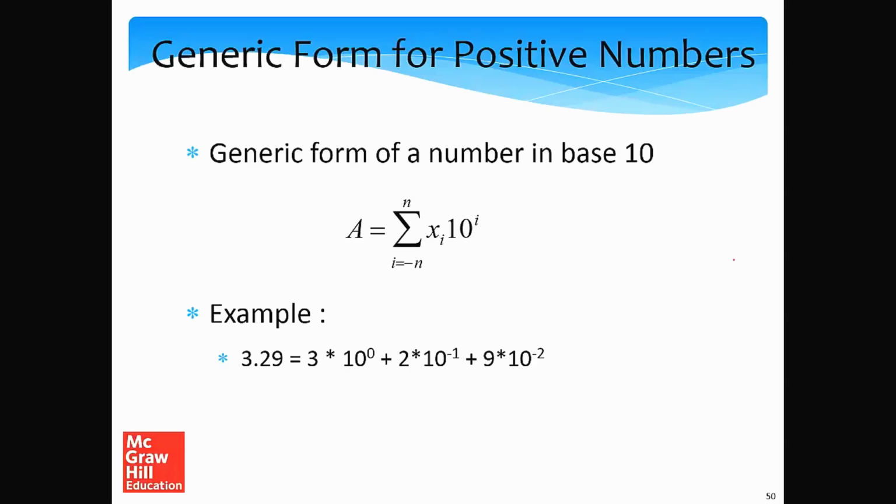So what is the generic form of a number in base 10 if we consider just positive numbers? The generic form of a number in base 10 is 3 times 10 to the power 0, which is 3, plus 0.2, which is 2 times 10 to the power minus 1, plus 0.09, which is 9 times 10 to the power minus 2.